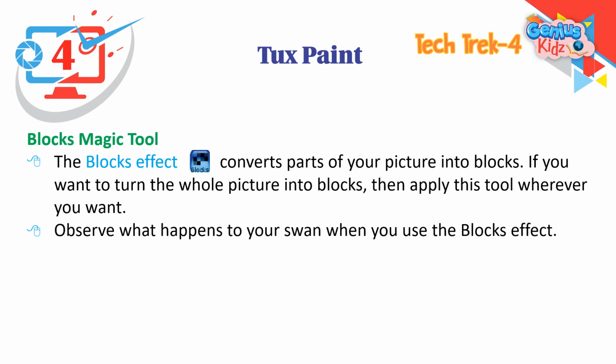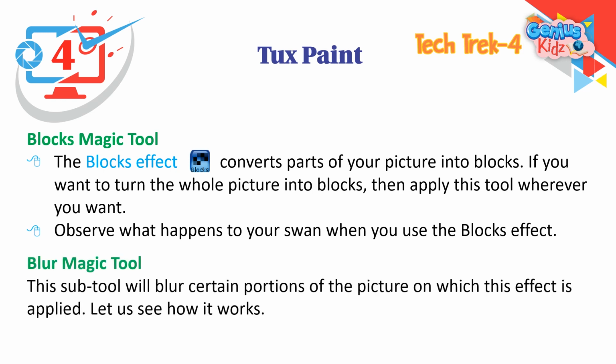Blocks Magic tool. The blocks effect converts parts of your picture into blocks. If you want to turn the whole picture into blocks, then apply this tool wherever you want. Observe what happens to your swan when you use the blocks effect. Blur Magic tool. This subtool will blur certain portions of the picture on which this effect is applied.